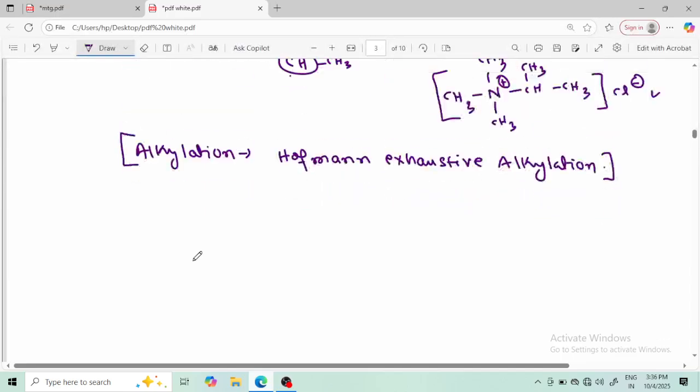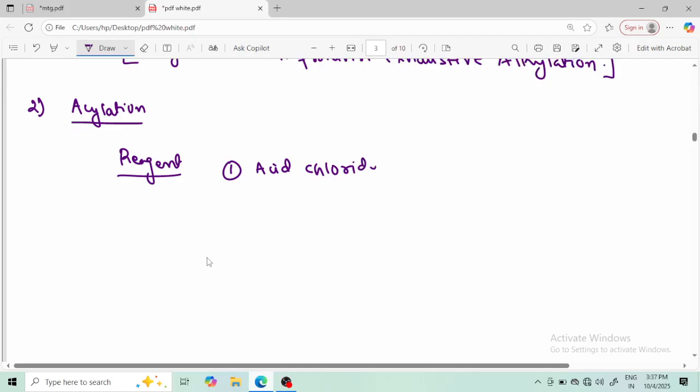All right. Now next one. Next reaction is acylation. Now in acylation, what will happen? What will be the reagent here? Reagent can be acid chloride. Acid chloride you already know. What is acid chloride? It's RCOCl, which can also be written as RC double bond OCl, right?